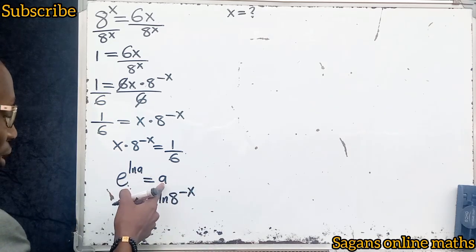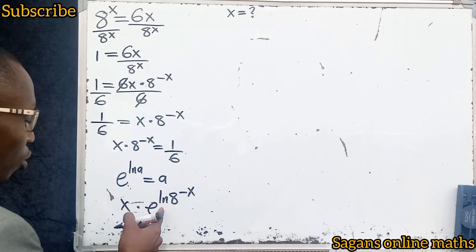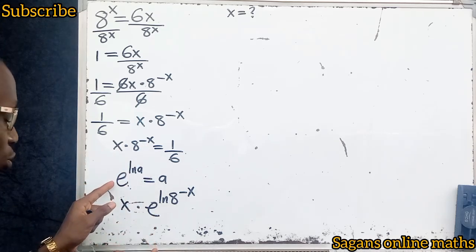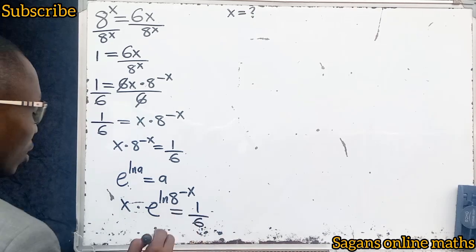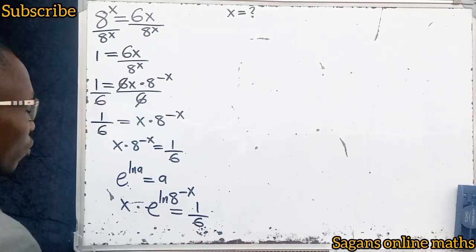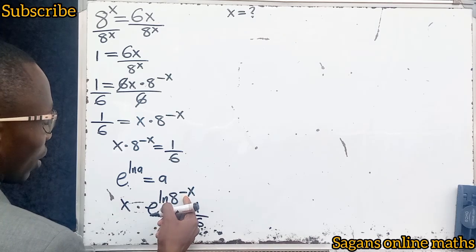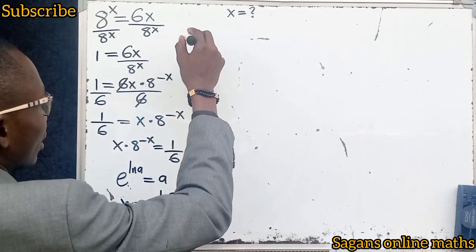ln a is equal to a. That means e raised to the power of ln 8 to the power of minus x equals 8 to the power of minus x. By obeying these properties of logarithm, all this equals 1 over 6. Now again, one of the properties of logarithm: this power, which is minus x, can also go back to multiply the ln.